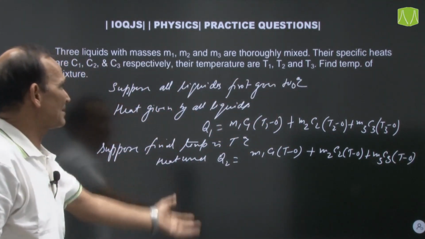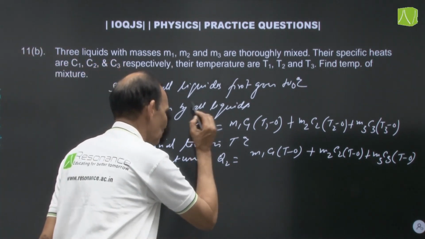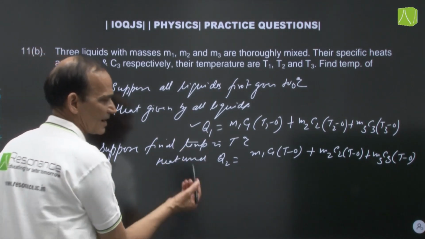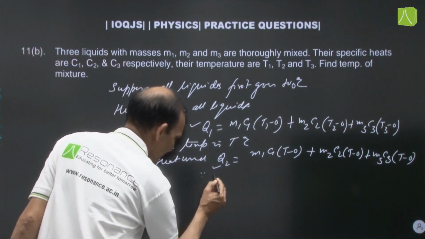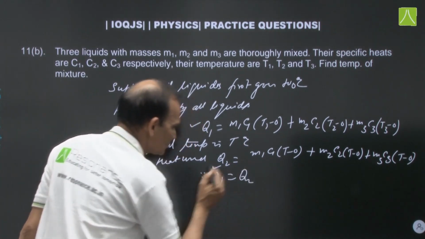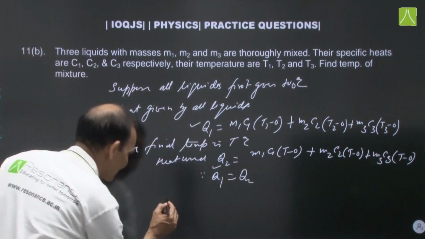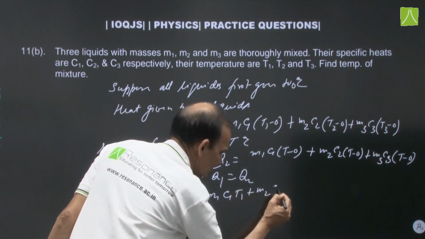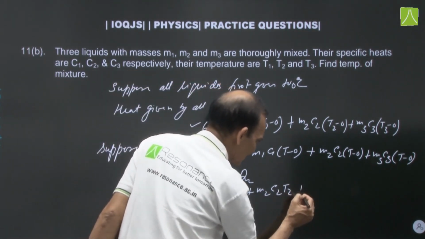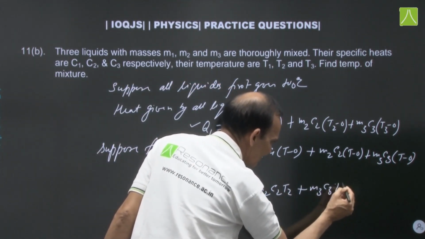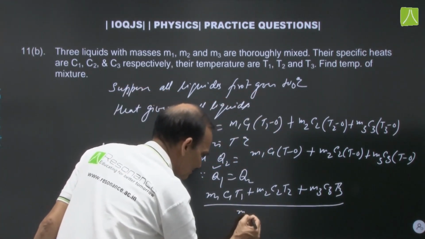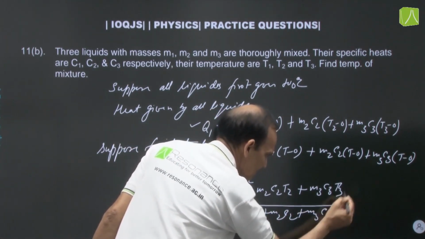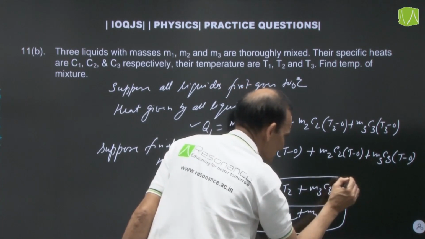But extra heat तो कहीं मिल ही नहीं रही मुझे, केवल ये heat liberate हुई थी जब वो 0 डिग्री पर आए थे. अब उनका temperature 0 से increase हुआ T तक, सबका liquid का same ही होगा Q2 because Q1 is equals to Q2. Put the value of Q1 and Q2, find the value of T, that will be m1 C1 T1 plus m2 C2 T2 plus m3 C3 T3 divided by m1 C1 plus m2 C2 plus m3 C3. It is the answer. Final temperature is this.